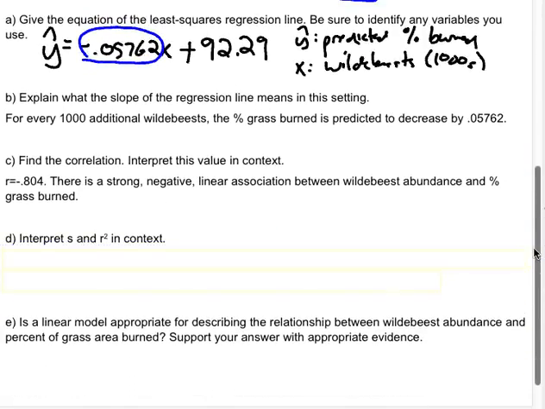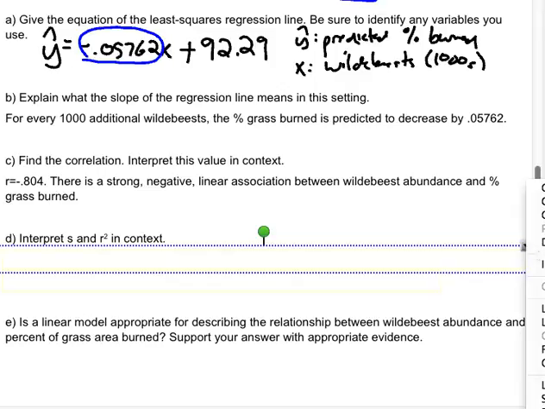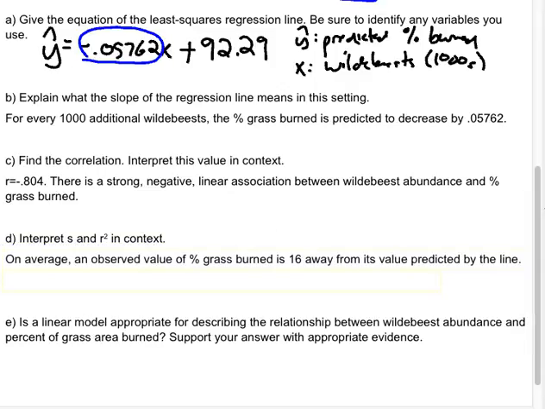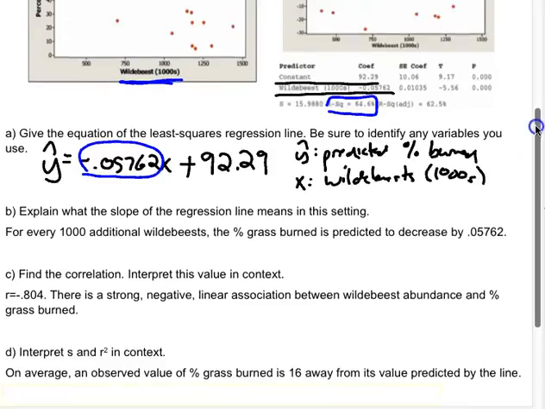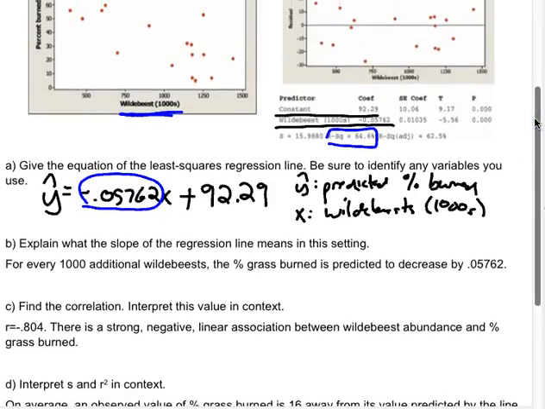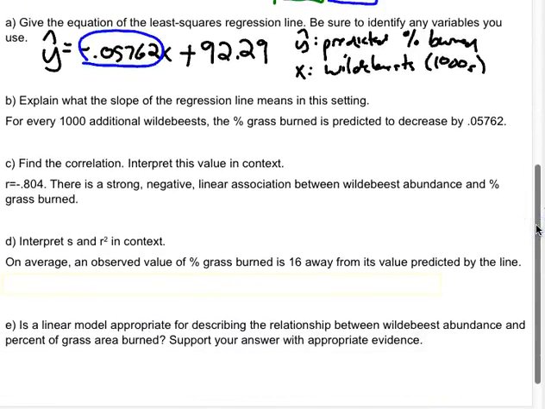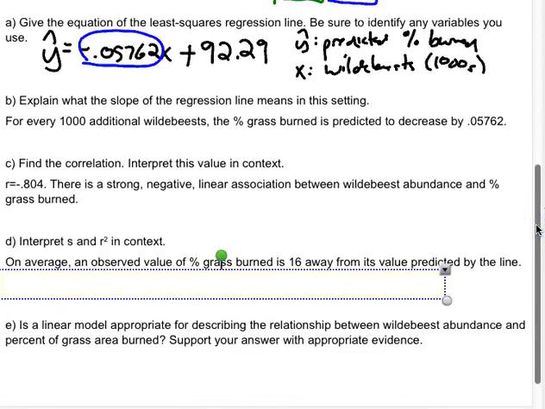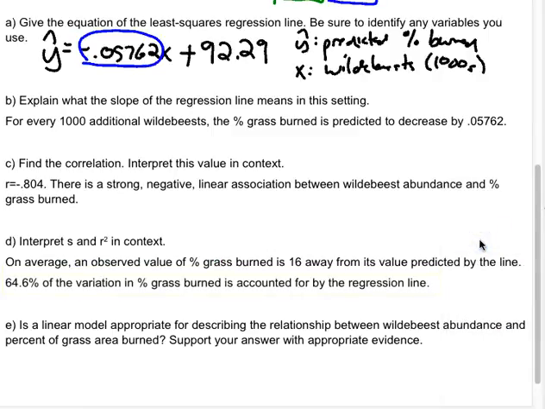R squared and S. On average, an observed value of percent grass burned is 16 away from its predicted value on the line. Where is that coming from? That's coming from right here. Okay, that is where your S is. And R squared means 64.6% of the variation in the percent of grass burned is accounted for by our regression line.